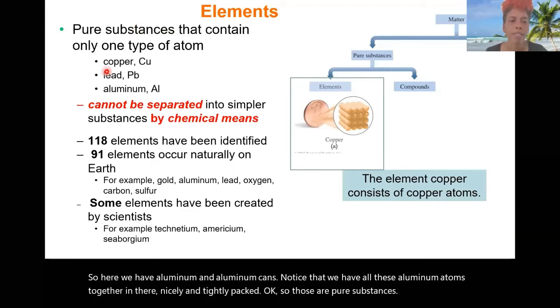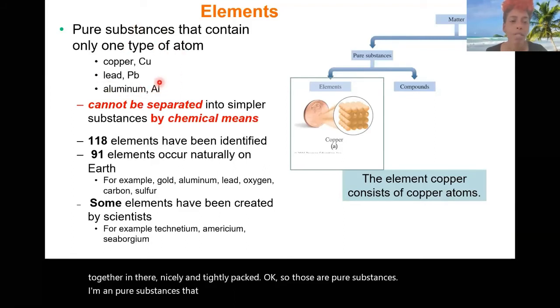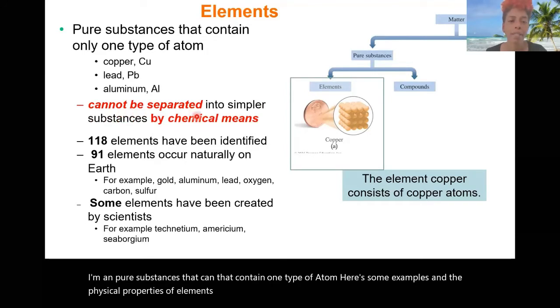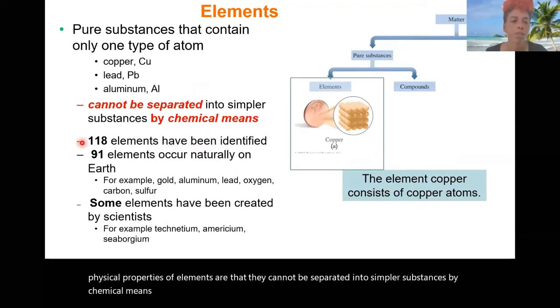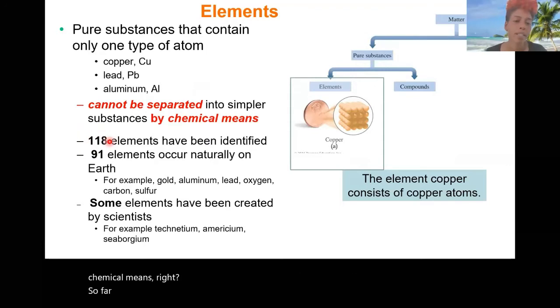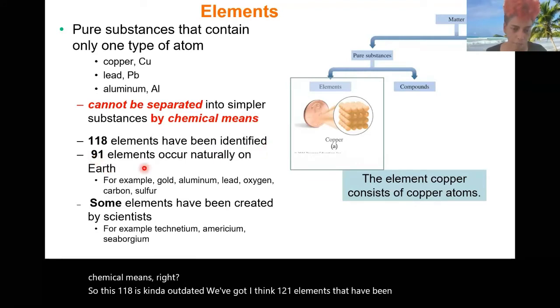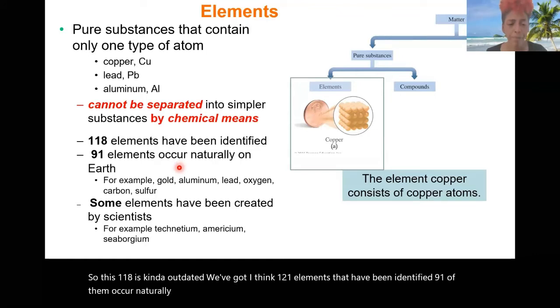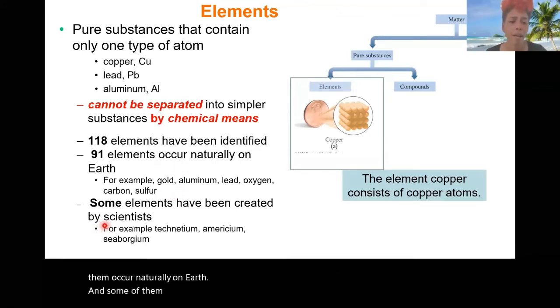And pure substances contain one type of atom. Here are some examples. And the physical properties of elements are that they cannot be separated into simpler substances by chemical means, right? So far, well, this 118 is kind of outdated. We've got, I think, 121 elements that have been identified. 91 of them occur naturally on Earth, and some of them have been created by scientists.